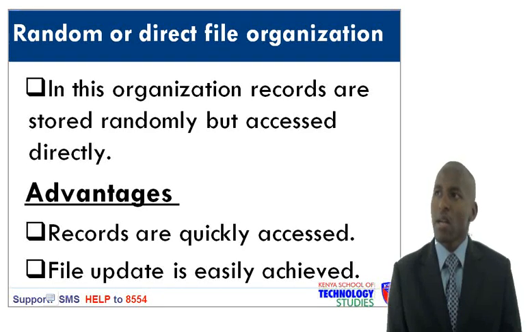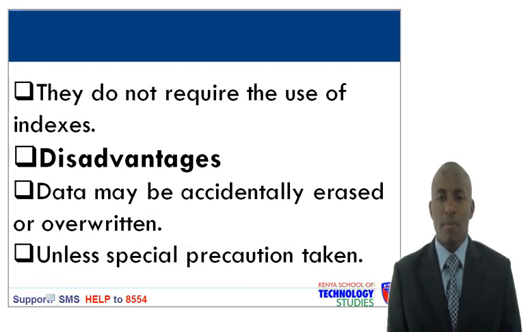Let us now look at random or direct file organization. In this organization, records are stored randomly but accessed directly. Advantages. Records are quickly accessed. File update is also easily achieved. Again, they do not require the use of indexes.